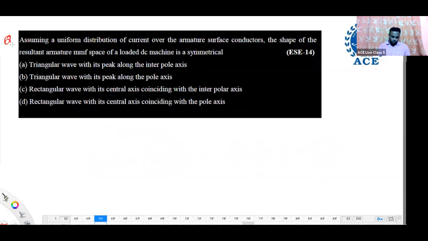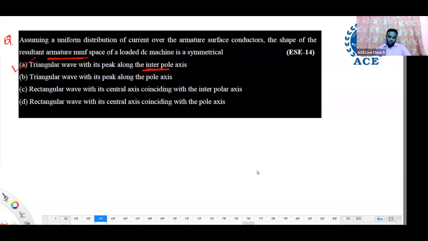See this question. What is the answer for this? Assuming uniform distribution of current over the armature surface conductors, the shape of resultant armature MMF space of a loaded DC machine is a... So you need the armature MMF shape, that's it. Triangular. Triangular with its peak along which axis? Interpolar or polar? Triangular with its peak along the interpolar axis, but not polar. Along the polar axis, it is 0. So the peak is along the interpolar axis. So yes, option A is correct.